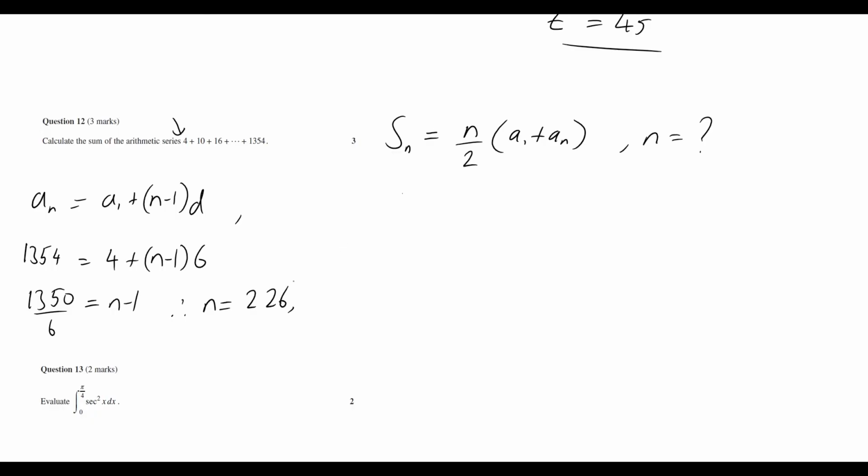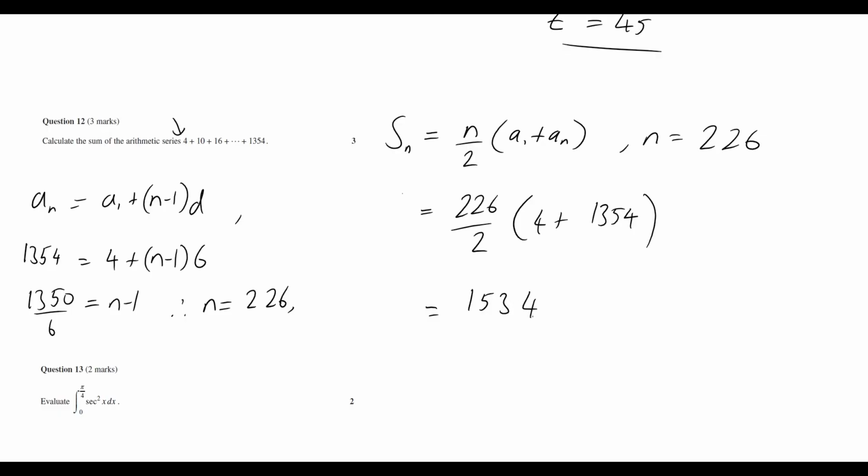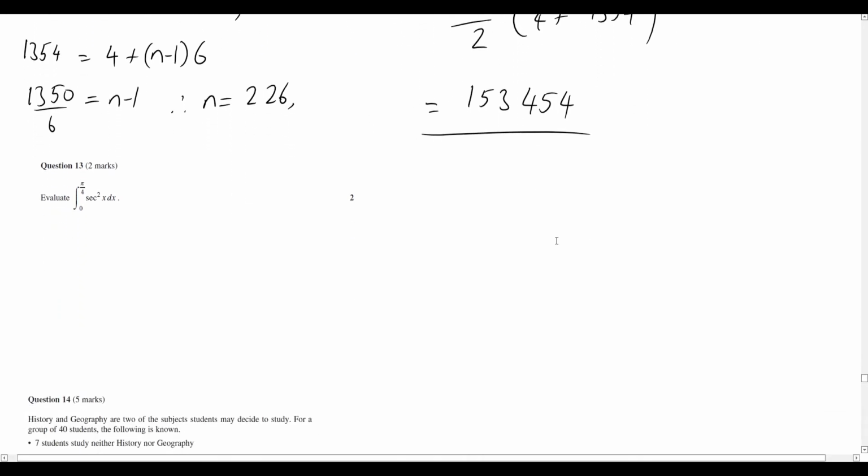So now substituting that value of n back into the expression that we had written up earlier, now we can say that it's going to be equal to 226 over 2 times 4 plus our nth term, which is 1,354. And so when we sum that, we find that the sum of this series is going to be 153,454. And that's our final answer there. Okay, so now moving on to question 13.